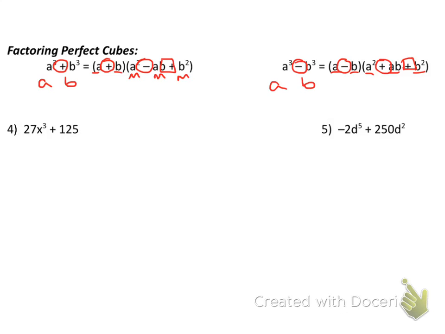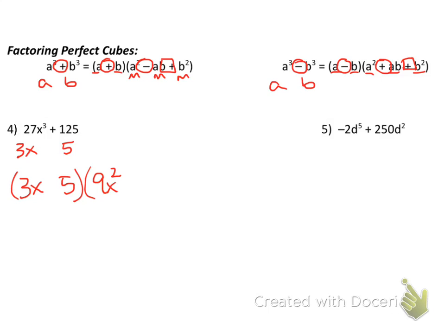So now let's put this to use in an actual problem. So 27x cubed plus 125. Well, you'll have to start beginning to recognize what your perfect cubes are, but 27x cubed is a perfect cube, and its cubed root is 3x. The cubed root of 125 is 5. So in my first parentheses, my binomial is going to have a 3x and a 5.